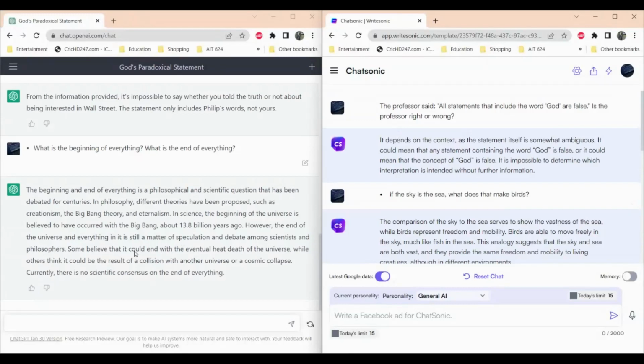That does not mean that ChatSonic is a less valuable tool or anything like that. That just means that ChatGPT is probably trained on better data, and it understands the questions better and answers them based on what we are asking. ChatSonic is similar, but not to the point. So that's what I feel the difference is.